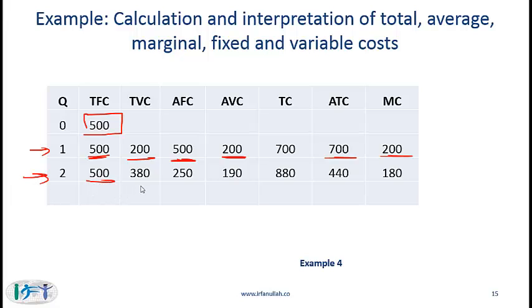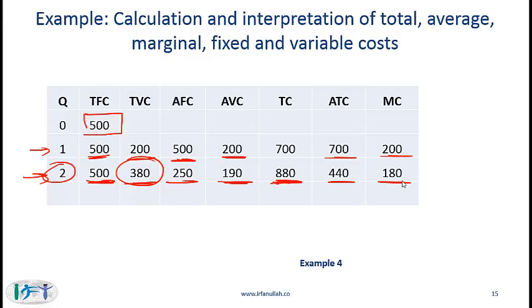The total variable cost is 380. This is the variable cost associated with producing 2 units. The average fixed cost now is 500 over 2, which is 250. The average variable cost is 380 divided by 2. The total cost is equal to 500 plus 380. Average total cost is the total cost of 880 divided by 2, and the marginal cost is the additional cost of producing one more unit.